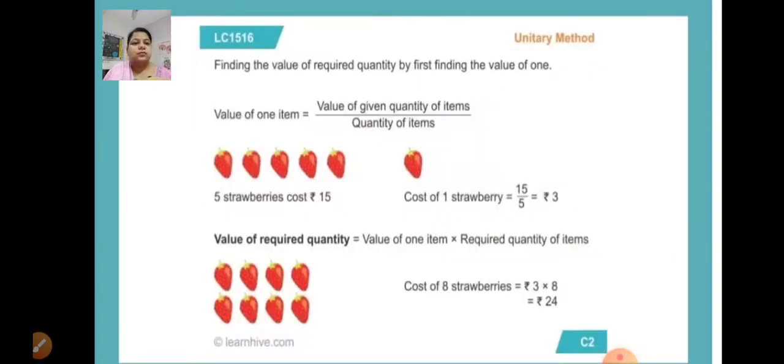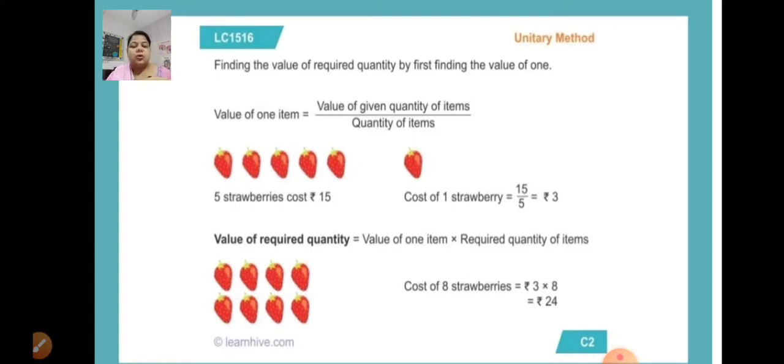So just check, you need to find out the value of the given quantity first by finding the value of 1. So how to find out value of one item? Value of given quantity of items divided by quantity of items, right? So just check, in the question 5 strawberries cost is given to be rupees 15. So we will find out cost of 1 strawberry. So value is given to be rupees 15. So 15 divided by quantity 5. So 15 divided by 5 gives us rupees 3. It means that cost of 1 strawberry is rupees 3.